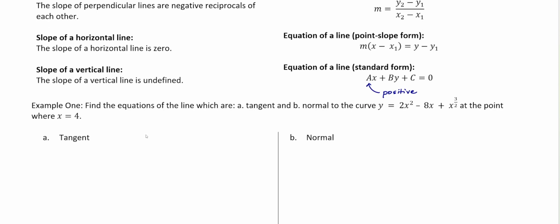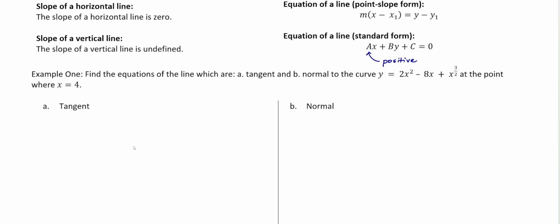Example 1. Find the equations of the lines which are tangent and normal to this curve. So we're going to first find the equation of the line which is tangent to this curve at x equal to 4. And then we're going to find the equation of the line that is normal to this curve at x equal to 4.